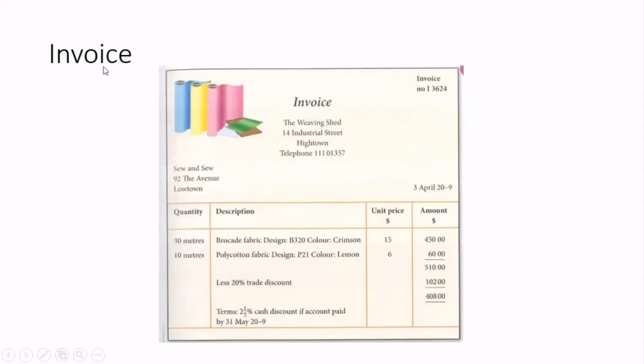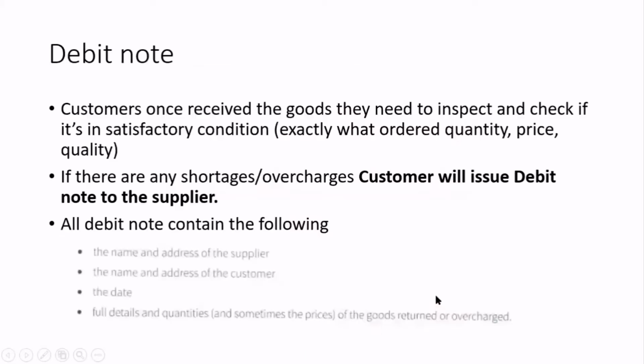So the first one is the invoice. An invoice is issued by the seller whenever he makes sales to the purchaser on credit. Therefore, the invoice here is mainly to show the amount that the purchaser is owing to the seller.